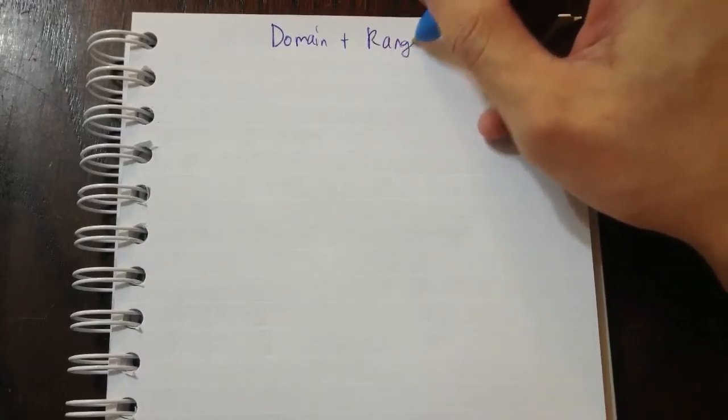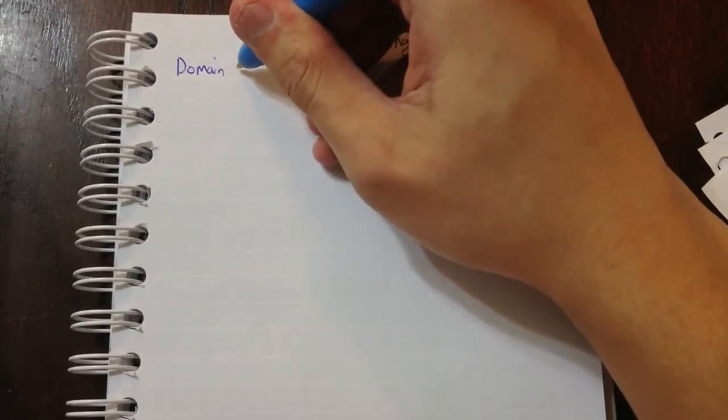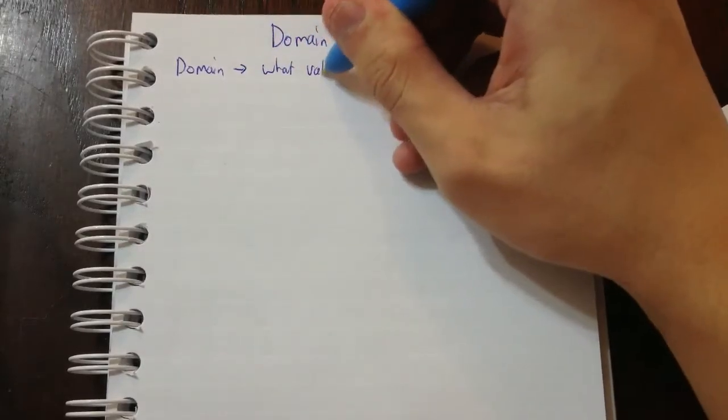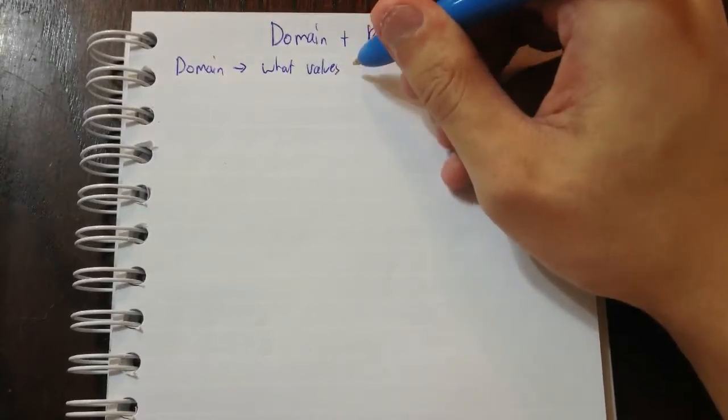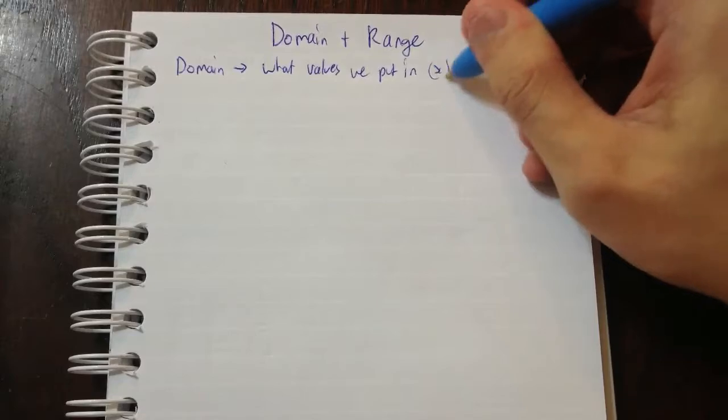Domain and range. First of all, we need to ask what is domain and range. Well, the domain is basically what values we can put in. So domain is equal to what values we put in. And I'll show you on a graph in a second. And this is usually x.